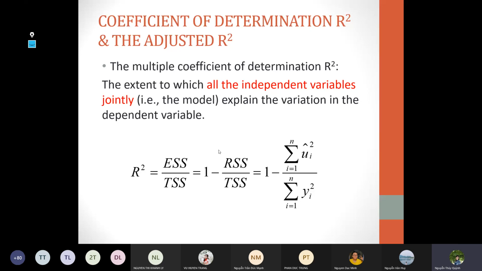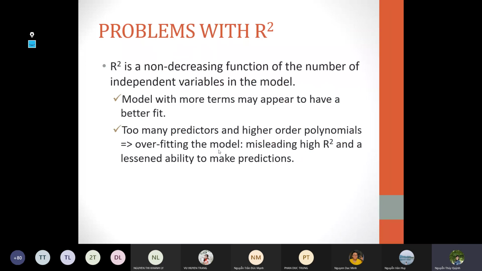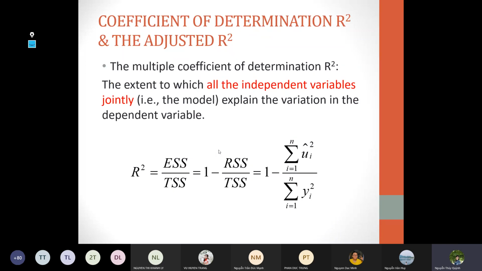And in the case of a multiple linear regression model, R square here will tell you about the proportion to which all the independent variables jointly explain the variation in the dependent variable. Not only one independent variable, but all the independent variables jointly explain the variation in the dependent variable. And the meaning of it is still not different from the two variable regression model.